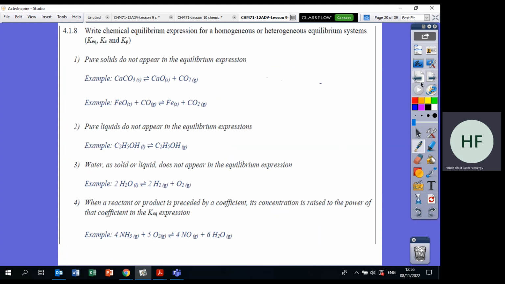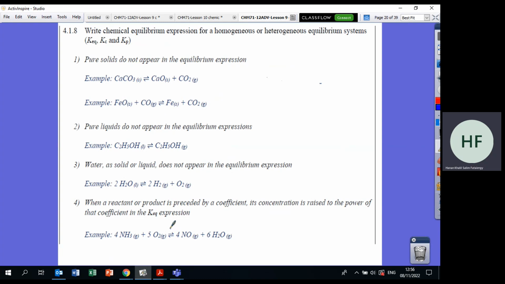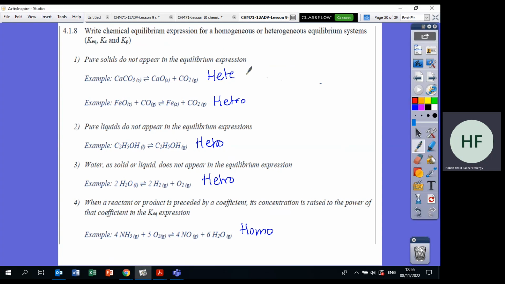Okay, another question. First of all, let's look at these questions and see which are homogeneous and which are heterogeneous. This one has solid, solid, gas, so this is heterogeneous. This one solid, gas, also heterogeneous. This one liquid, gas, heterogeneous. This one liquid, gas, heterogeneous. This one gas, so this is homogeneous. Okay, can you pause the video and write KEQ in each question?